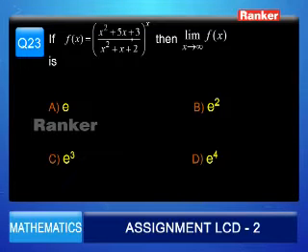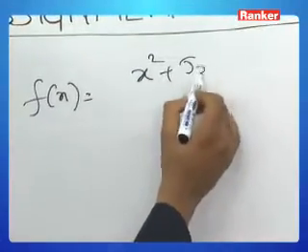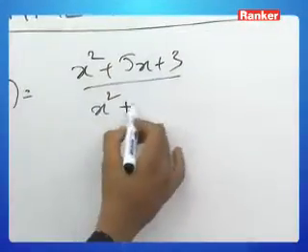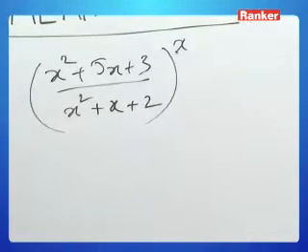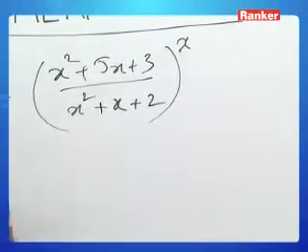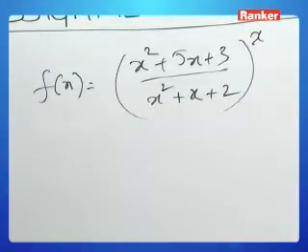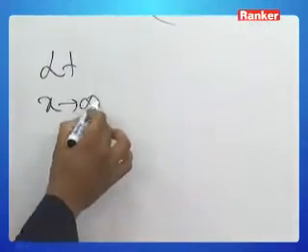Next question. If f of x is equal to x square plus 5x plus 3 divided by x square plus x plus 2, whole power x, then find limit x tending to infinity f of x. F of x is given to be x square plus 5x plus 3 divided by x square plus x plus 2, whole power x. We need to find limit x tending to infinity f of x.